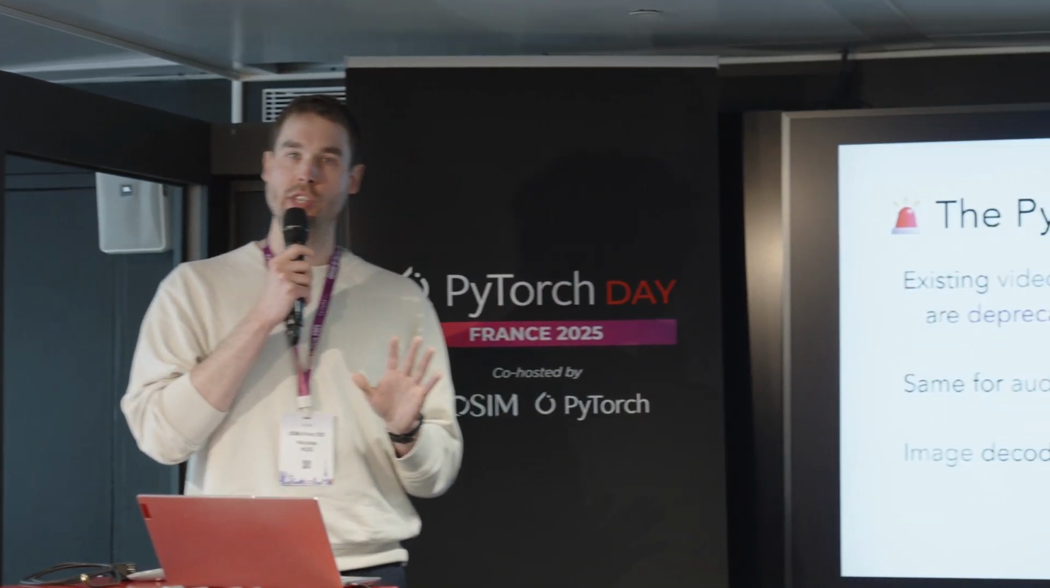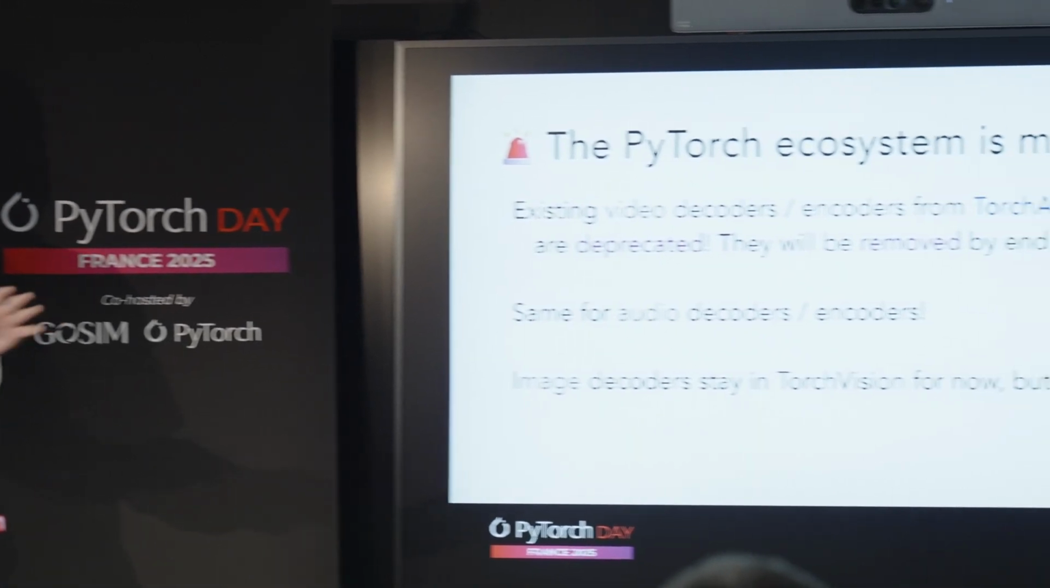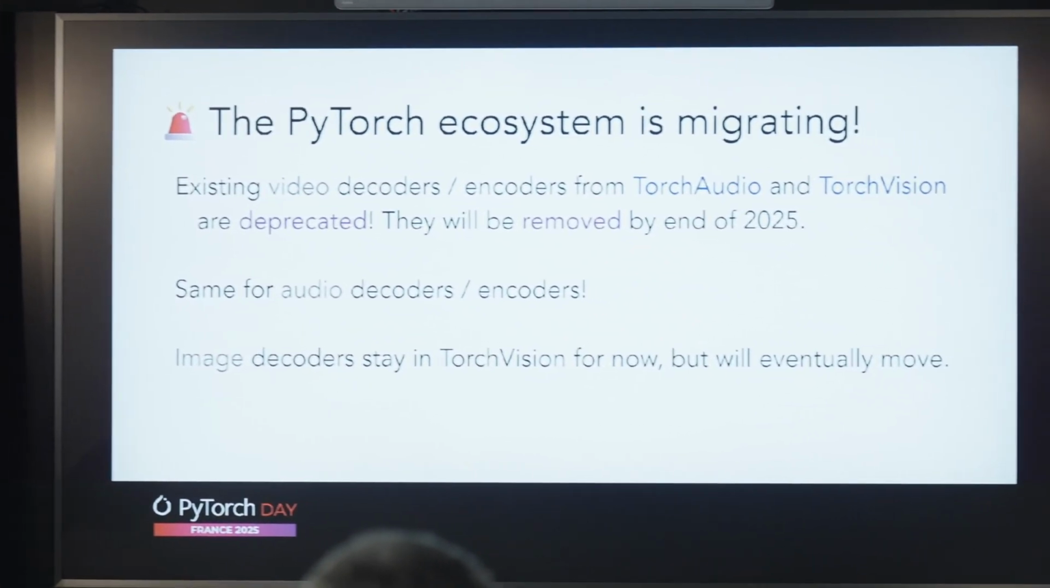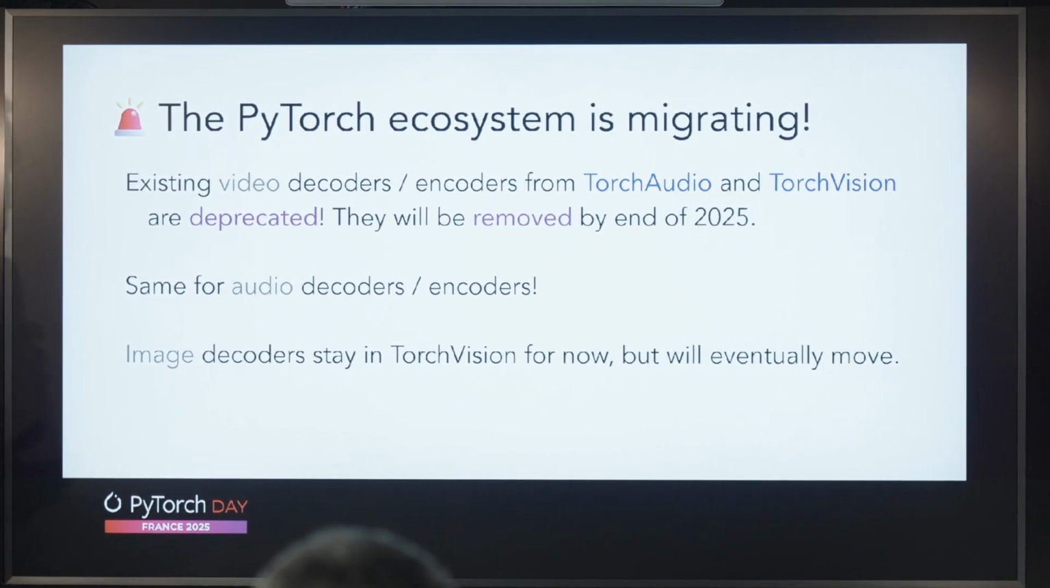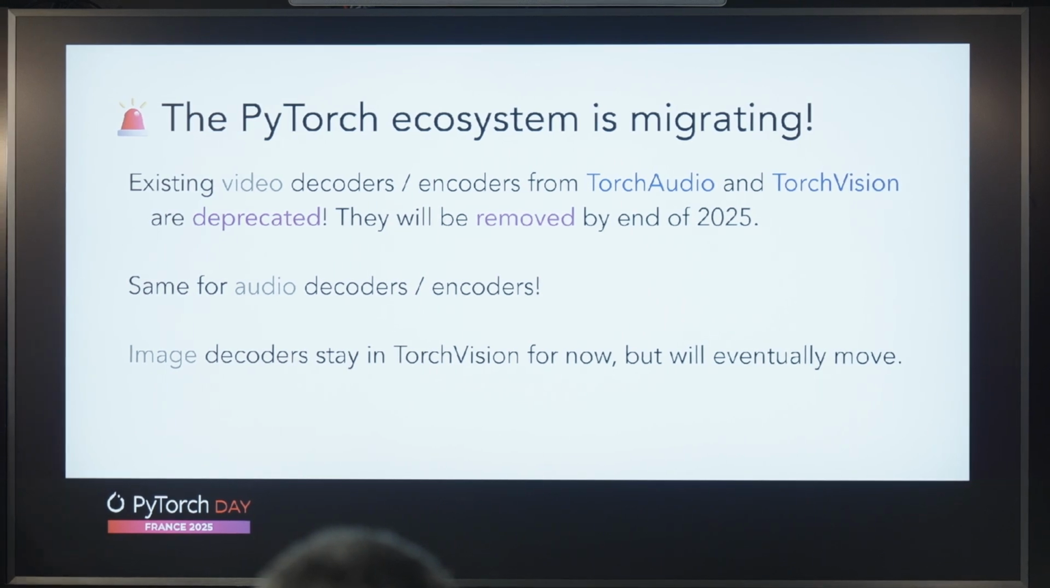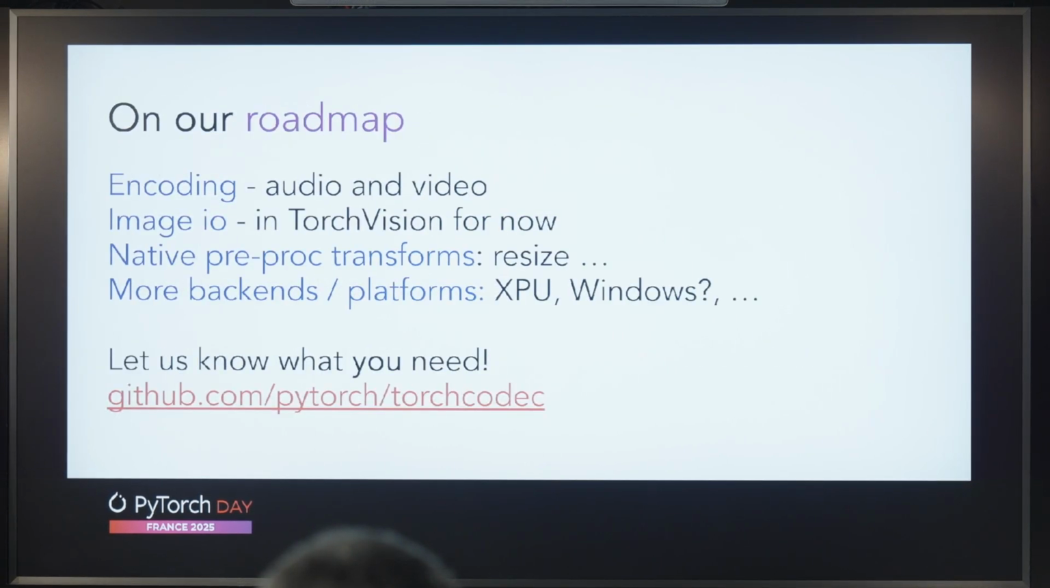We will be doing the same with encoders, but before we remove the encoders, we will, of course, provide you with the same features in TorchCodec. The image decoders of TorchVision, for now they stay in TorchVision. They are safe in there, so you can keep using them. They are not deprecated, but eventually in the future, I don't have any ETA on this, but they will be moving to TorchCodec as well, so that we can consolidate everything into TorchCodec.